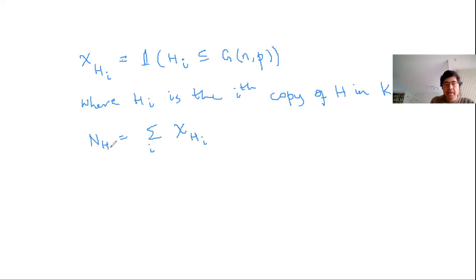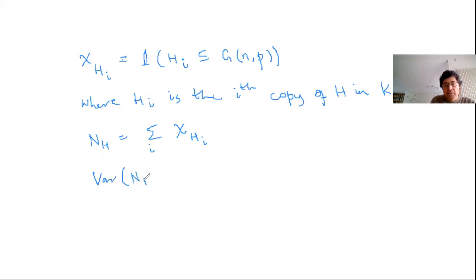For the second half of the theorem, we are going to need the variance of N_H, and we are going to use the second moment method, which involves using Chebyshev's inequality. Okay, so we begin by calculating the variance of N_H in order to be able to apply Chebyshev's inequality.